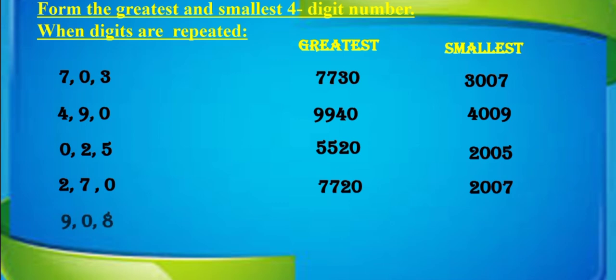The next example is the digits given are 908. What will be the greatest number? Which digit do we have to repeat twice? 9 you have to repeat twice and arrange in descending order. So 9980. And what will be the smallest number? 8009. So in this way, using 3 digits, we are forming greatest and smallest 4-digit numbers by repeating one of the digits.